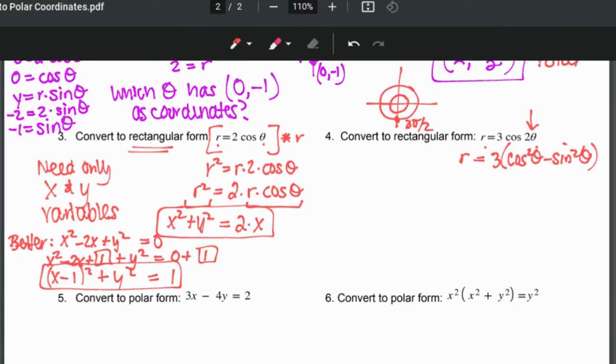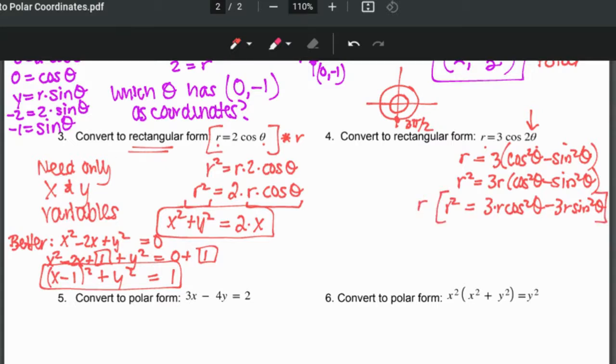If I only multiply by r, I would get r² = 3r(cos²θ − sin²θ). And if I distribute that, I would get 3r cos²θ − 3r sin²θ. That's okay, but this does not substitute as x or x². I'm a little bit short, and I need another r, so I'm going to multiply by another r. Really I could have multiplied by r² to begin with. And I'm going to get r³ = 3r² cos²θ − 3r² sin²θ.